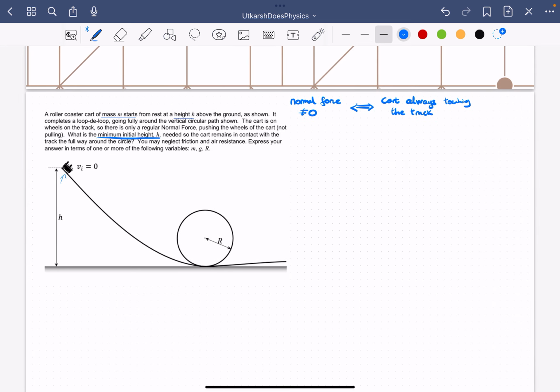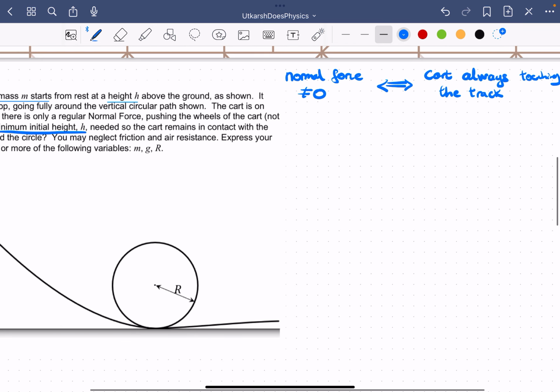And that kind of makes sense, right? Because if the cart is not touching the track, then there'd be no chance for the track to exert any normal force on the cart. So this is the first criterion you would have to establish. In other words, there has to exist some normal force from the track on the cart the whole time the cart is in motion.